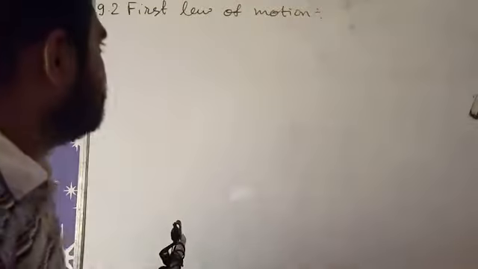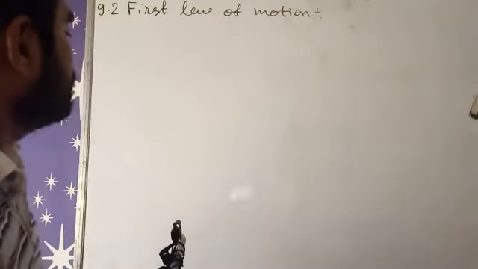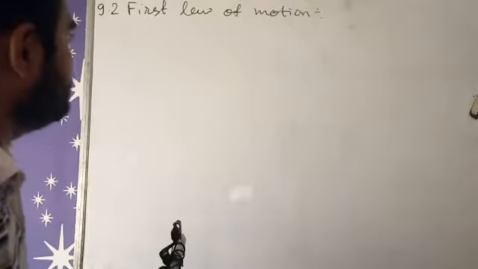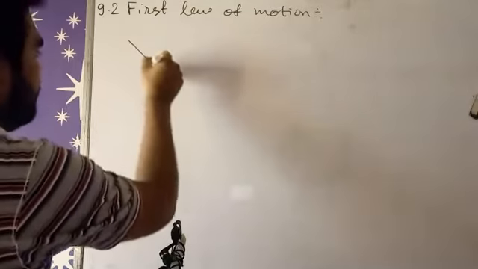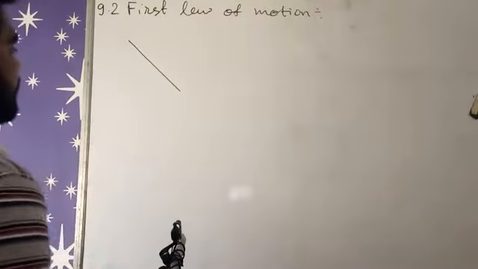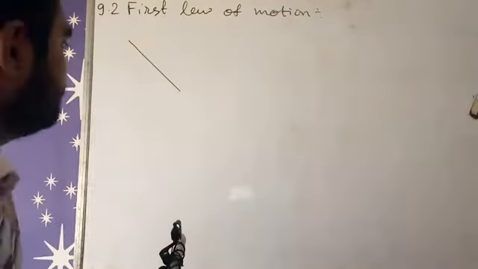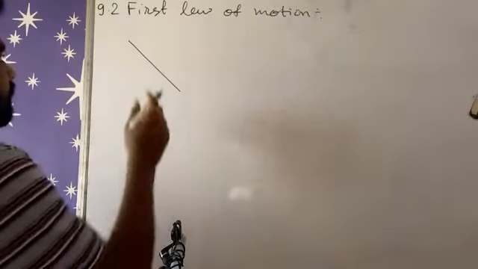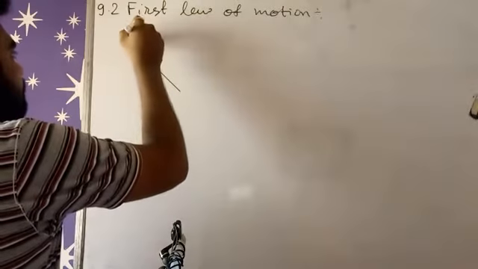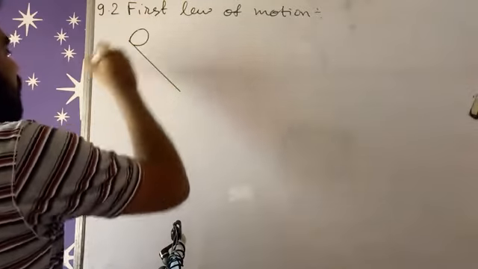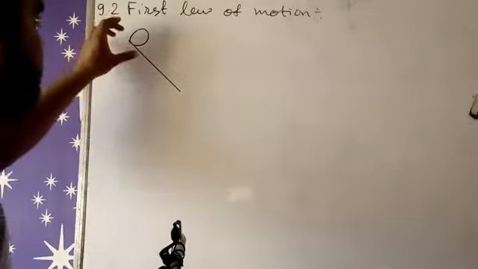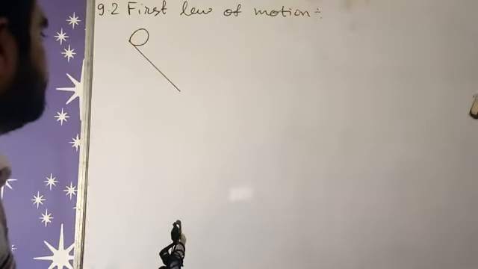Now our topic is the first law of motion. To understand it, here I am giving one example. For example, here we have a frictionless surface. I am putting one ball on the top of this frictionless surface, right?